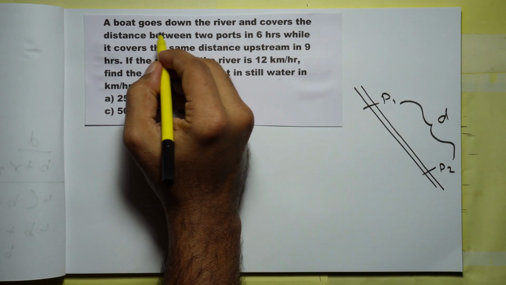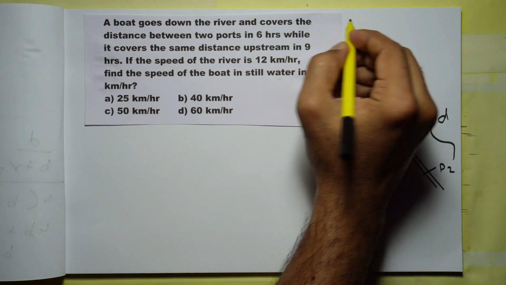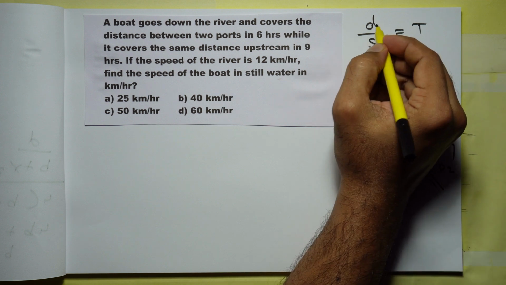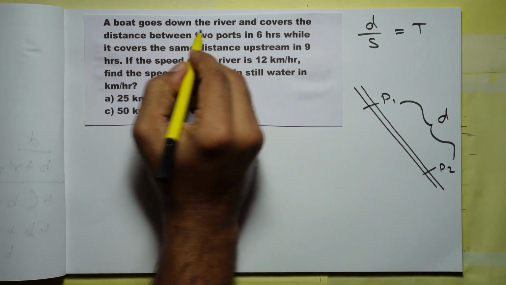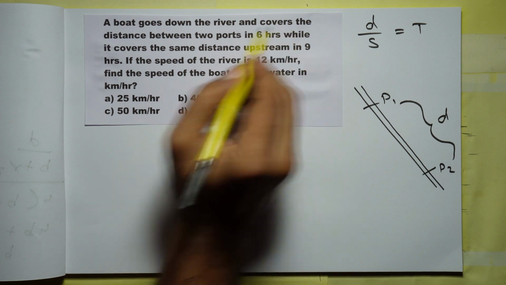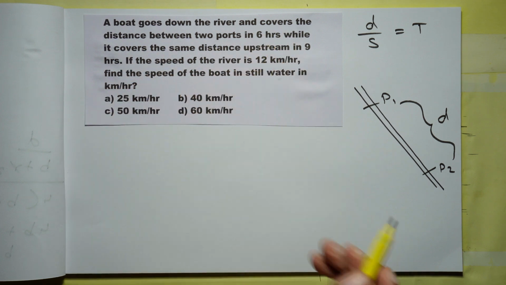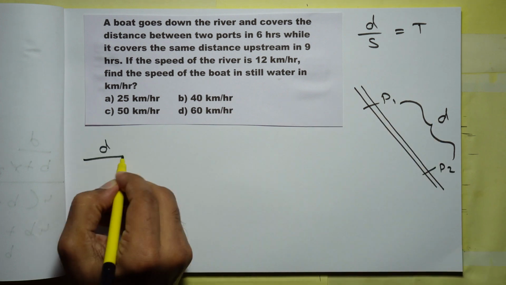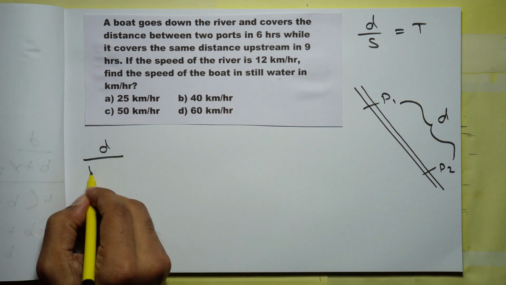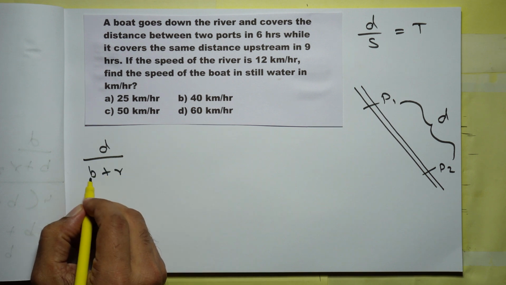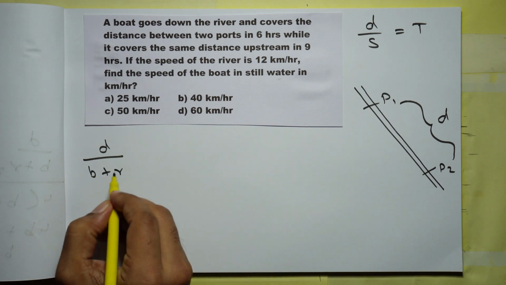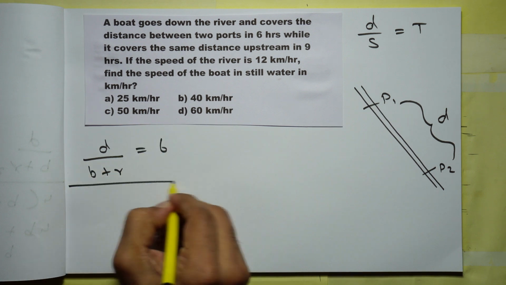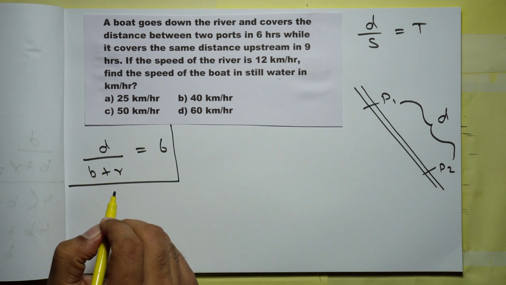Now let us form the equation for downstreaming. Now you have the basic formula, distance by speed gives you time. So let us substitute into this equation. It goes down the river and covers the distance between two ports in 6 hours. So distance is the distance between the ports, we'll take it as d. And when it goes down the river, effective velocity is b plus r, where b is the speed of the boat in still water and r is the speed of the river. And the time required is 6 hours. This is the equation for downstreaming.